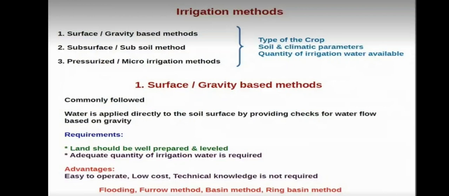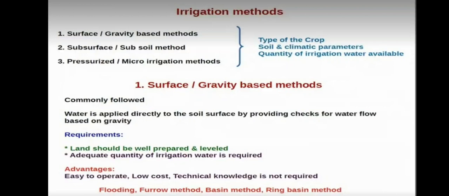There are three types of irrigation methods, based on the type of crop, soil and climatic parameters, and the quantity of irrigation water available. First, the surface or gravity based method. Second, the subsurface or subsoil method. Third, the pressurized or micro irrigation method.